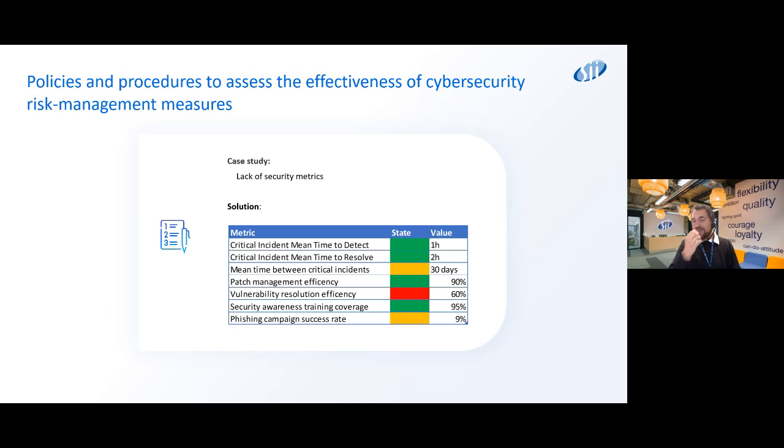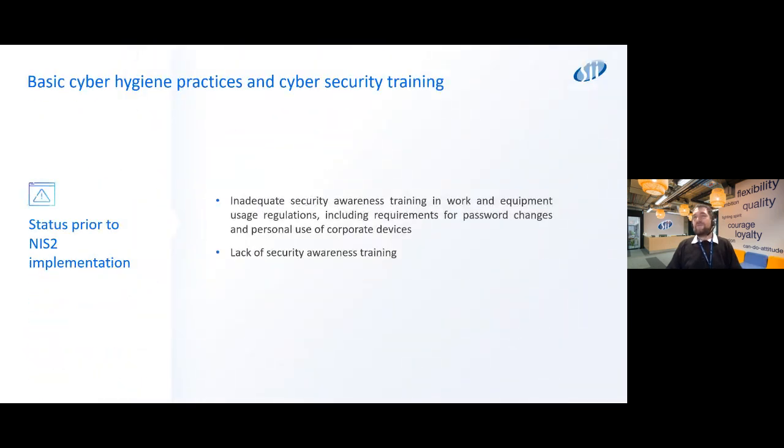And here you have some sample metrics. There are simple ones, like critical incident mean time to detect, mean time between critical incidents, or you can decide that 90% of your environment is patched, or that people are security awareness trained. Speaking about training, this is also something that is needed, and it's easy to implement.